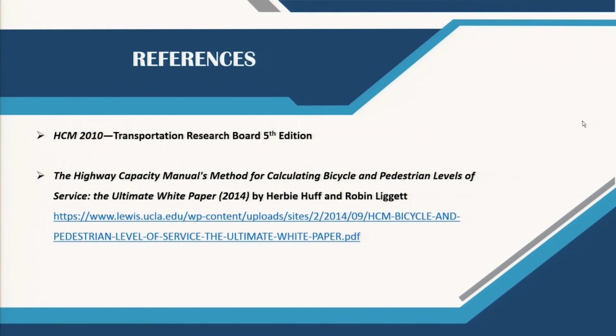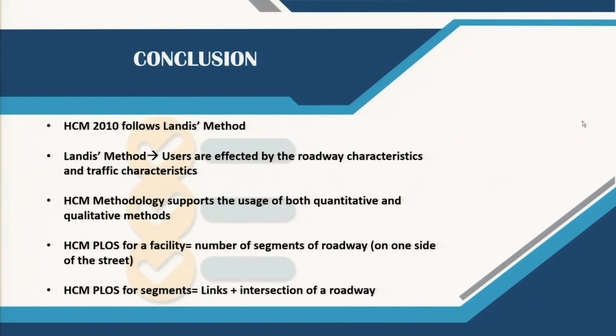These are the references. In this lecture, we have looked at the Highway Capacity Manual 2010 version of how to develop a pedestrian level of service score for an intersection as well as for a link. Thank you for your attention.